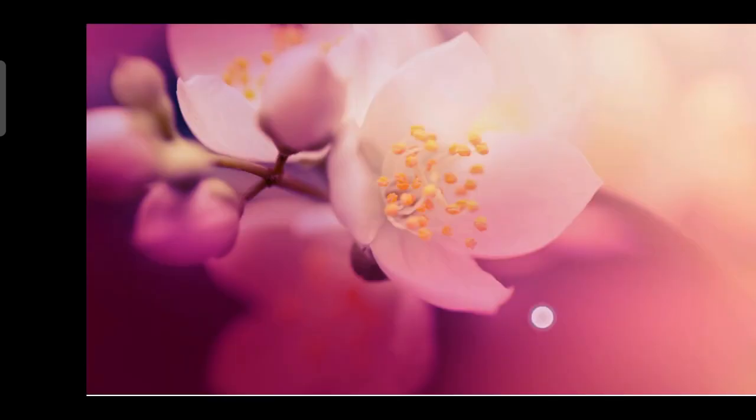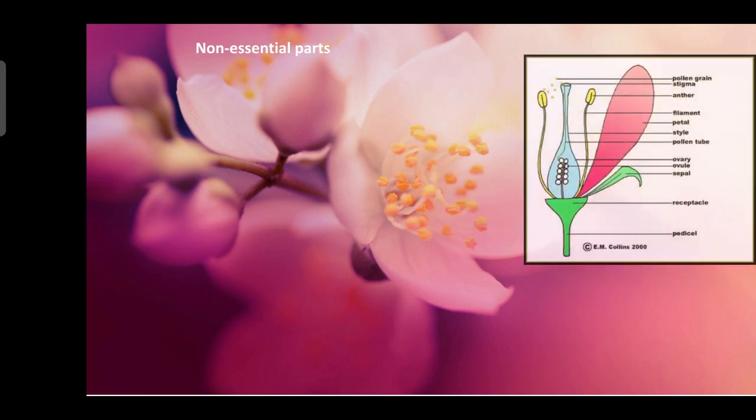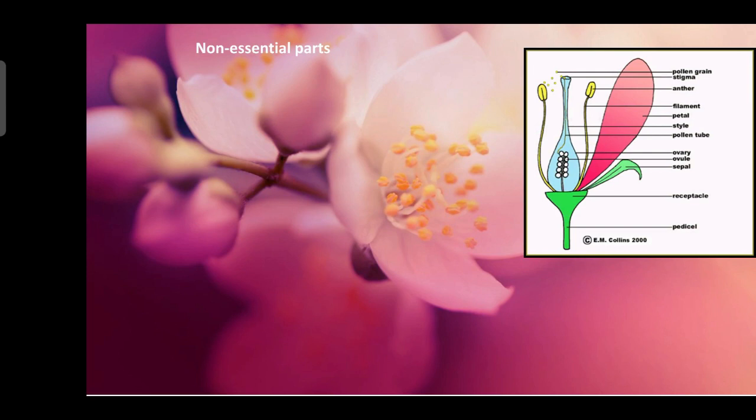So now we will study the non-essential parts of the flower. As I told earlier, the non-essential parts include four parts: pedicel, thalamus, calyx, and corolla. If you look at the pedicel, the pedicel is the stalk of the flower. It is a small stalk for the flower. This stalk helps in attachment of the flower to the plant body. The second is the thalamus. Thalamus can also be called receptacle.